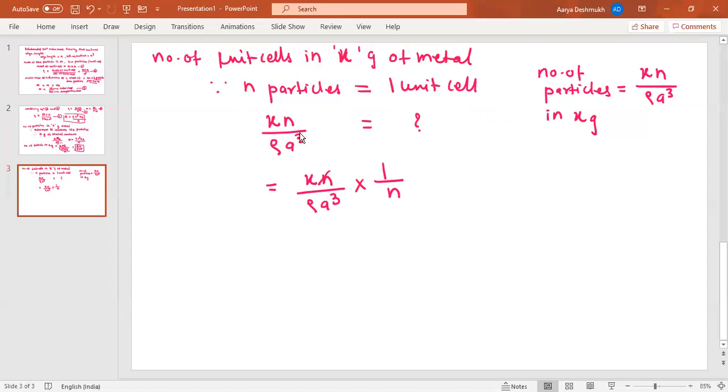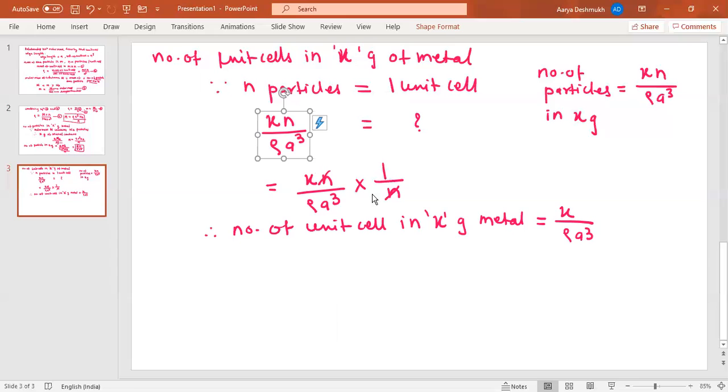Now cancel out this n and n. Therefore, number of unit cells. First we found out particles. Now we are coming to find out number of unit cells. So number of unit cell in x gram of metal will give you x divided by rho A cube, because we cancelled out this n here. So this is the equation that is useful for finding out the number of unit cell here.